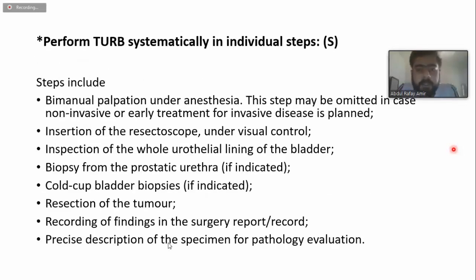TURBT should be systematically performed in individual steps. The steps include bimanual palpation under anesthesia. This step may be omitted in case non-invasive disease or early treatment of invasive disease is planned. Then insertion of the resectoscope under vision, inspection of the whole urethra and lining of the bladder, biopsy of the prostatic urethra if indicated, a cold cup biopsy of the bladder if indicated, resection of tumor, recording of findings in the surgical report and record, and precise description of the specimen for pathology evaluation.